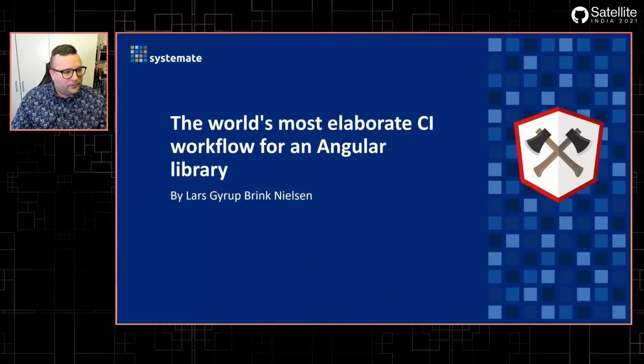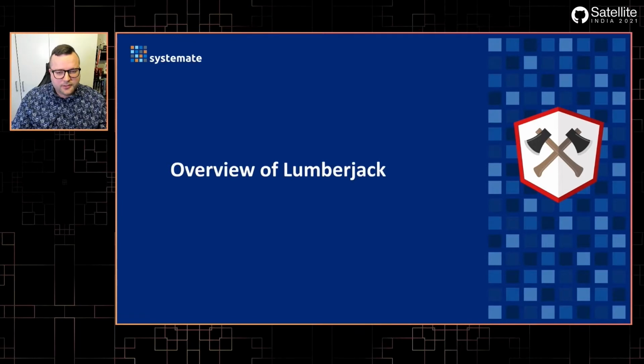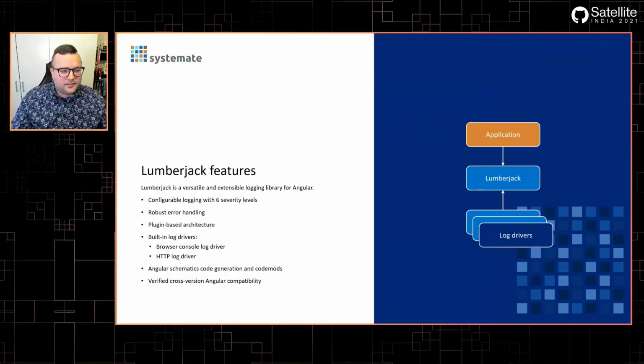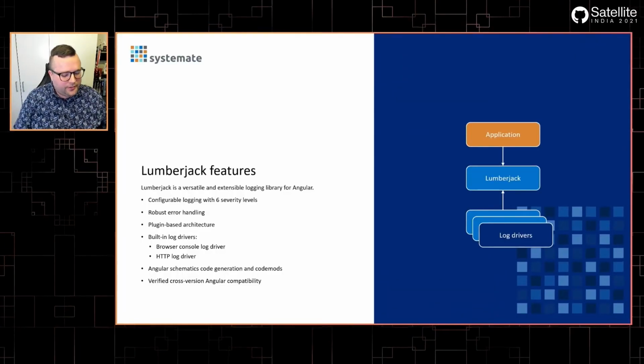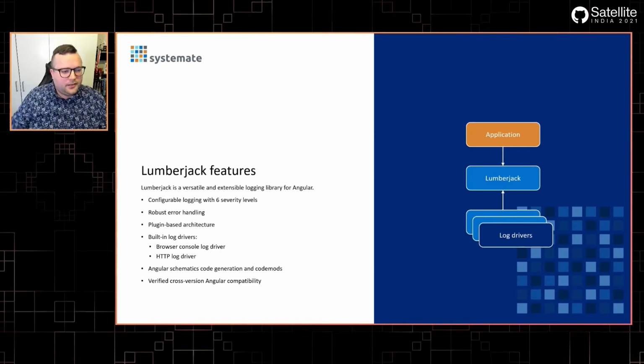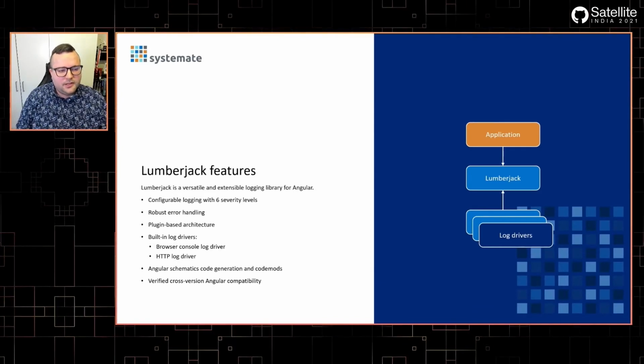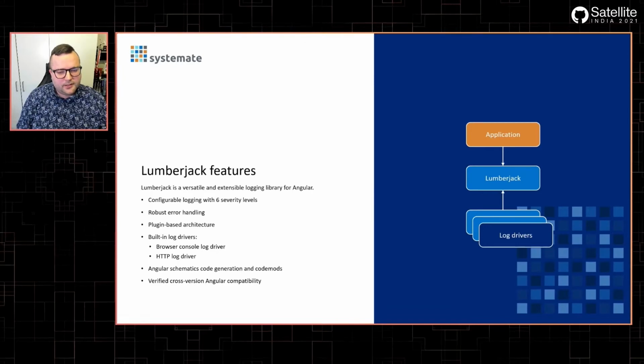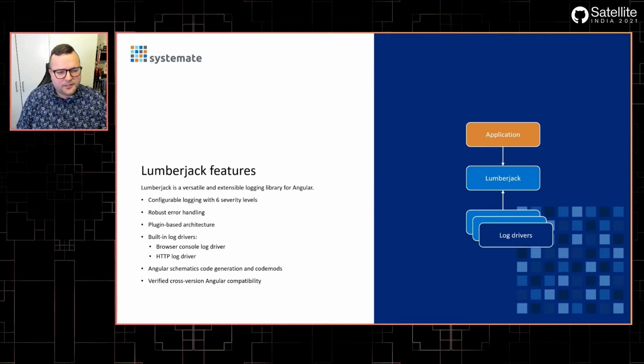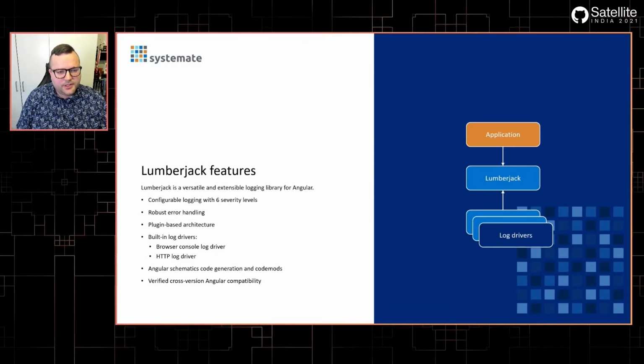I'm Lars Brink from Systemate in Denmark, and today I'm going to be sharing how we applied GitHub Actions to a library I'm maintaining. This is about a library called Lumberjack, and let's see a few features of that library. It's a logging library for Angular. It has 6 configurable logging levels, very robust error handling, and it has a plugin-based architecture, as you see on the right-hand side of the screen.